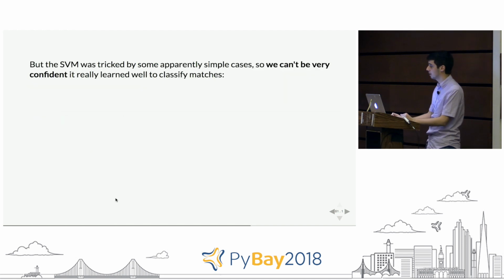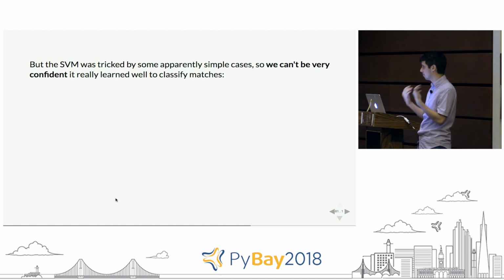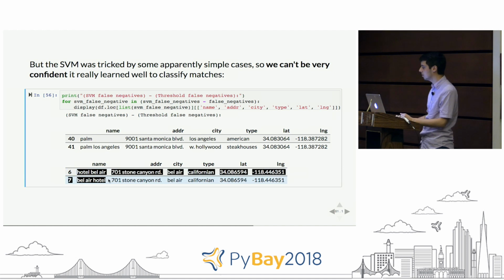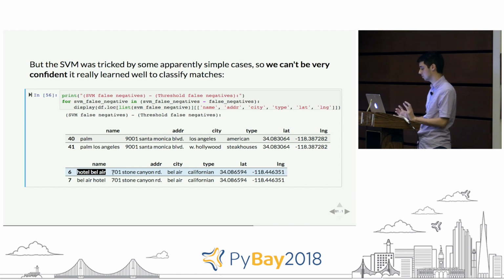But SVM was tricked by some apparently simple cases, so we can't be very confident. It really learned well to classify matches, but it was tricked by those cases here. Again, it seems to be a simple case, but it gave a false negative for this. It didn't find this match. It also didn't find this match here. This one is not so simple because since we're using Winkler, we are caring about the order. Maybe if we used LCS, we could have a better result here.